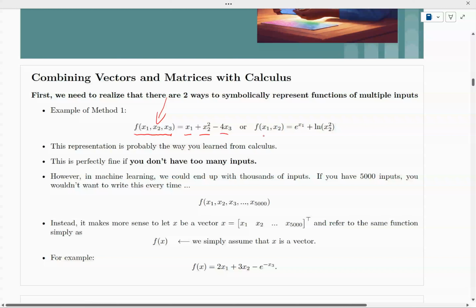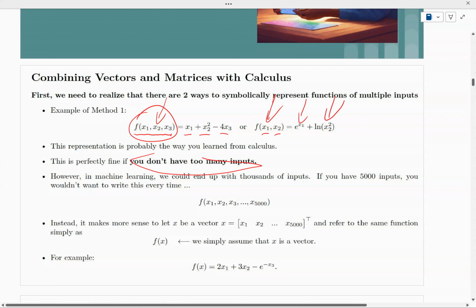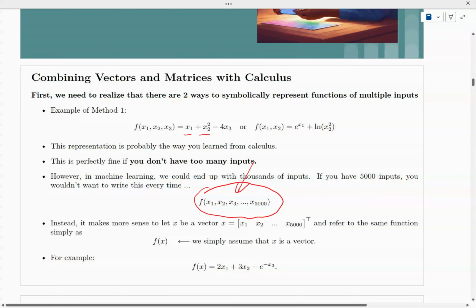Or another example, this function of two inputs, right? And this is great. You can put as many as you want. Once again, because we often deal with a lot of inputs, right? If you don't have a lot of inputs, writing it this way is great. But what if you have thousands and thousands of inputs? Then you will have to write something like this every single time, like 1 to 5,000.